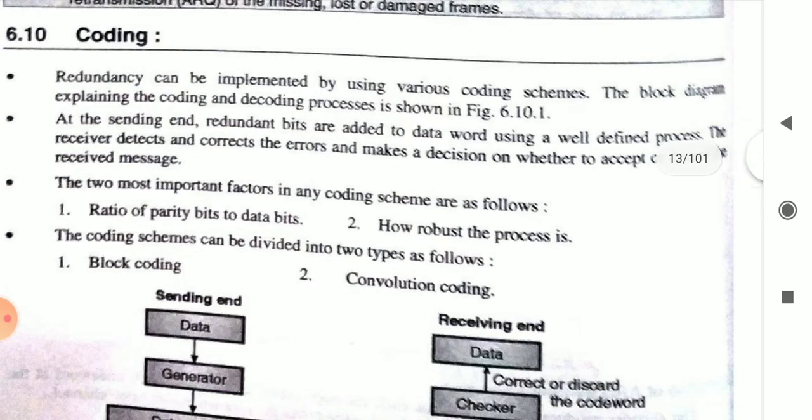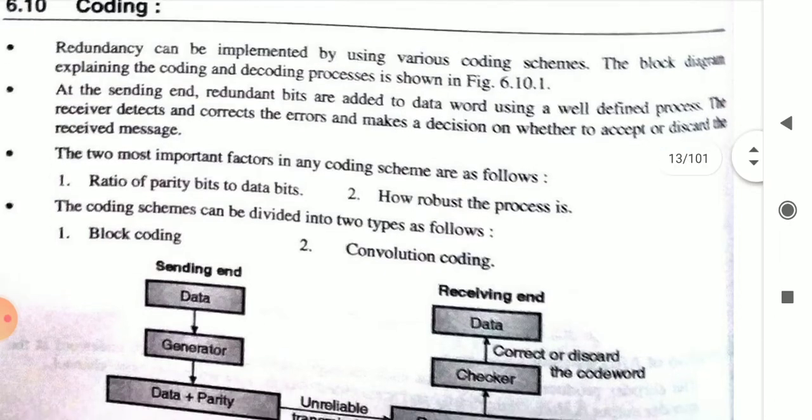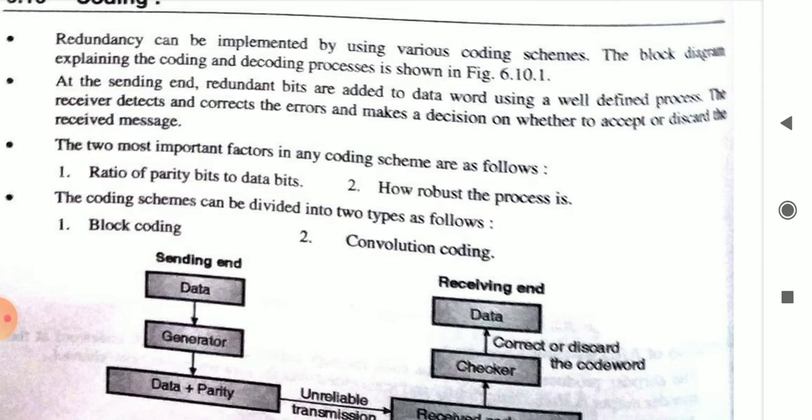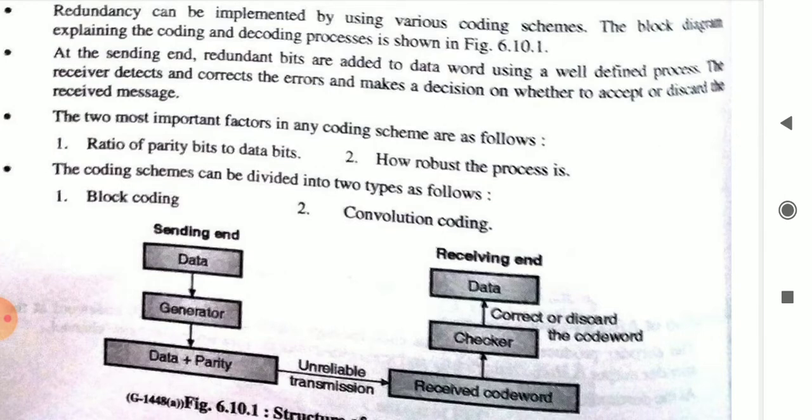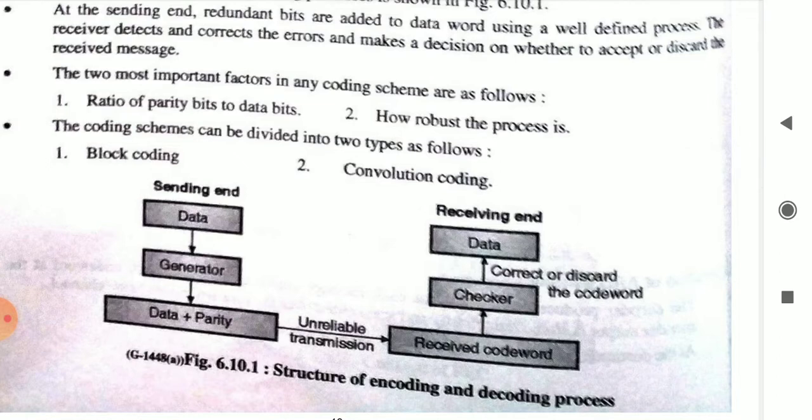Now we'll see coding. Okay, redundancy can be implemented by using various coding schemes. The block diagram explains the coding and decoding process. At the sending end, redundant bits are added to data words using a well-defined process. The receiver detects and corrects the errors and makes a decision on whether to accept or discard the received message. The two most important factors in any coding scheme are as follows: the ratio of parity bits to data bits and how robust the process is. The coding schemes can be divided into two types: block coding and convolution coding.